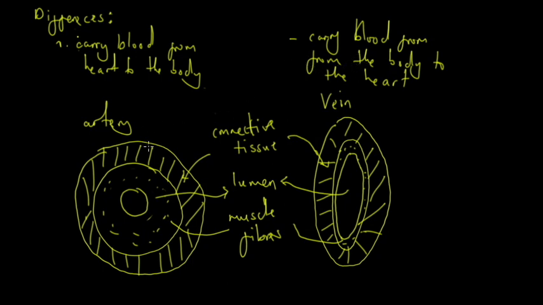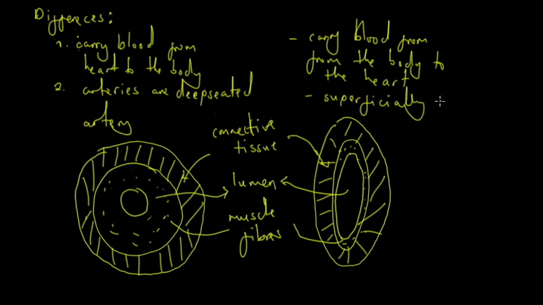Okay. Then afterwards, you're supposed to say these ones, they're deep-seated. So it's also a difference. So arteries are deep-seated. I'll explain to you what that means shortly. So veins are superficially situated.